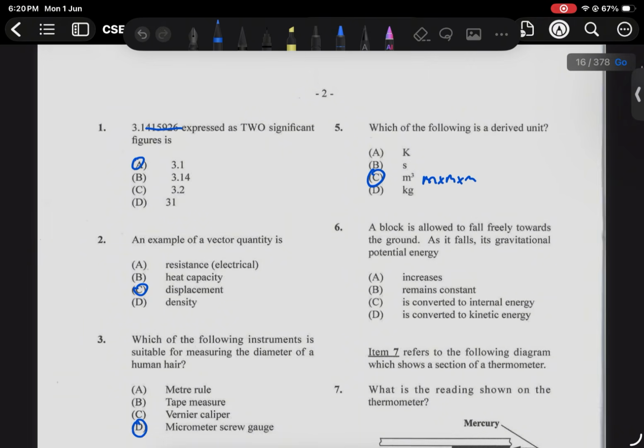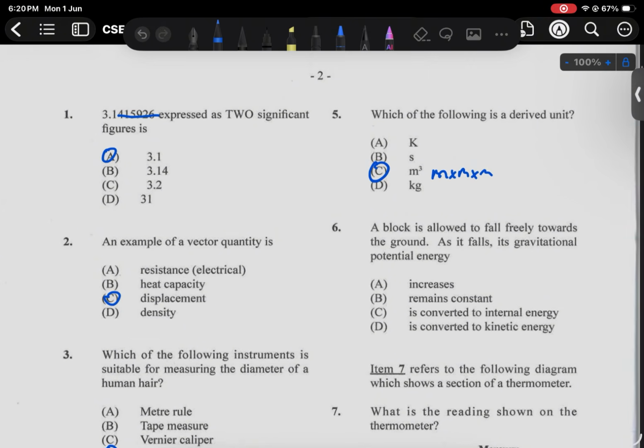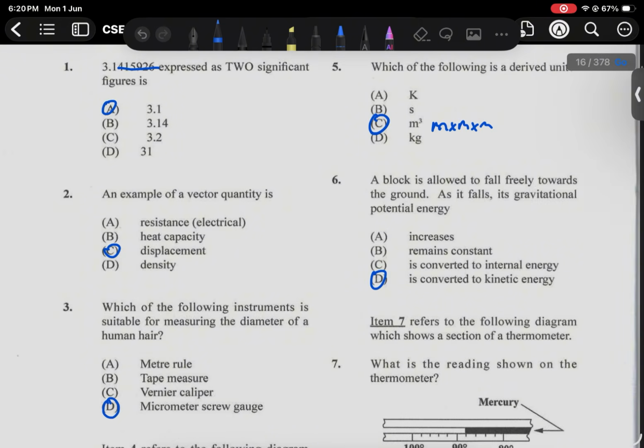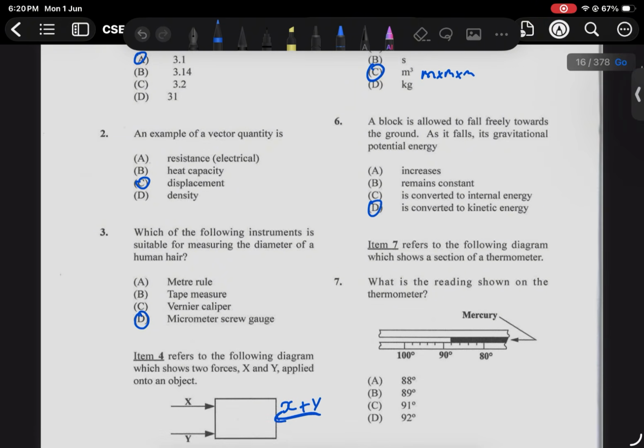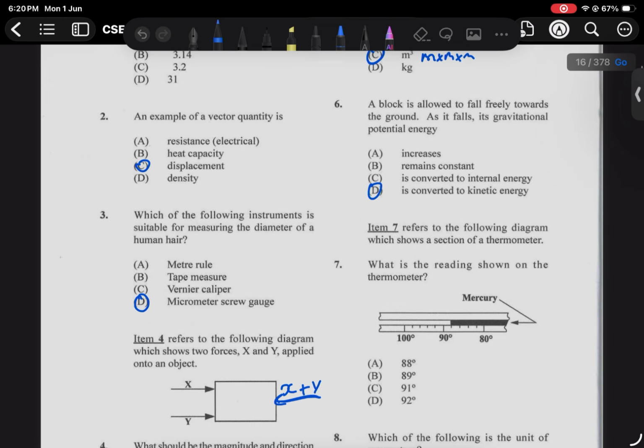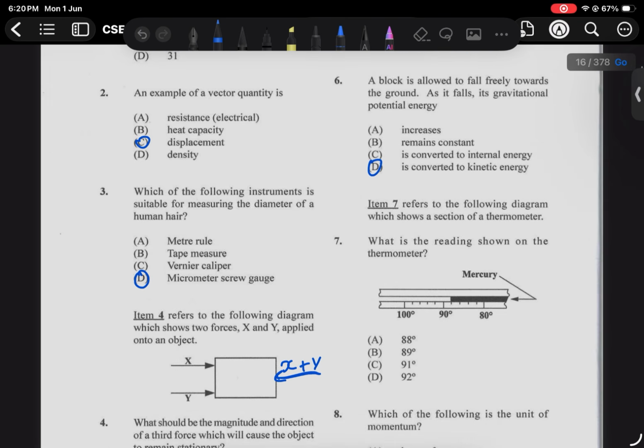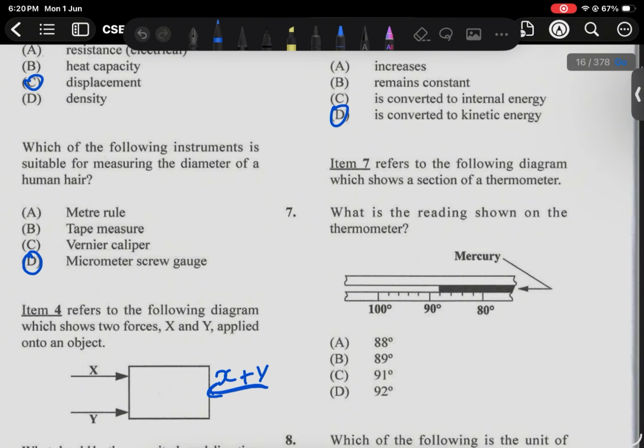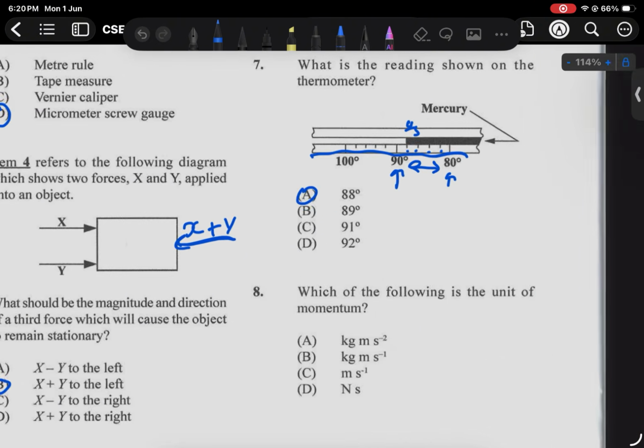A block is allowed to fall freely towards the ground. As it falls, the gravitational potential energy would be converted into kinetic energy, because kinetic energy is energy based on motion. So as it moves, it will be converted. Item 7 refers to the following diagram, which shows a section of a thermometer. What is the reading shown on the thermometer? Okay, you have to pay very close attention here. So it's 80, then 90, and there's 1, 2, 3, 4. So it increases by 4 out of 5 from here. So 88.